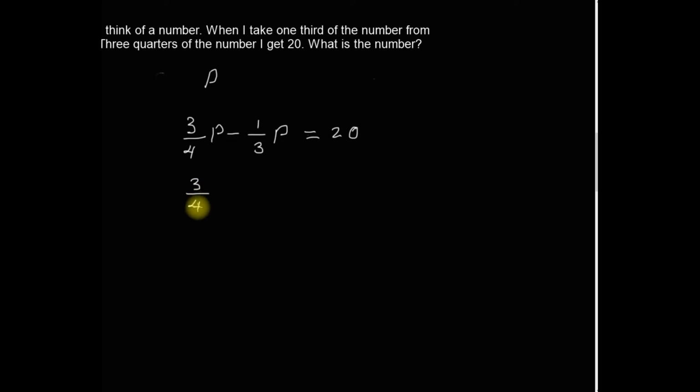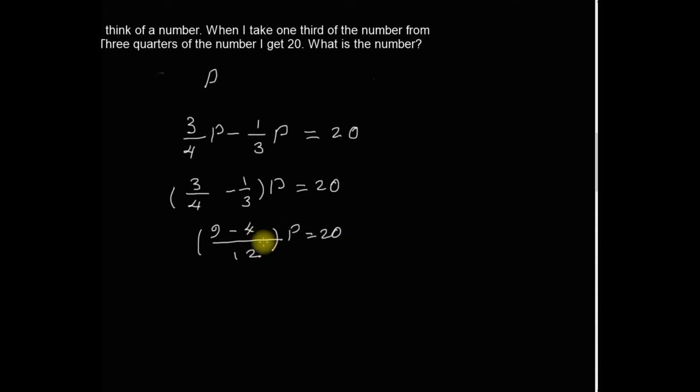We say this is 3/4 minus 1/3, so 3/4 minus 1/3 of p. This is equal to 20. This becomes, common denominator is 12. 12 divided by 4 is 3, times 3. This becomes 9. This becomes minus 3, 4, because 12 divided by 3 is 4 times 1. And this becomes equal to 20.